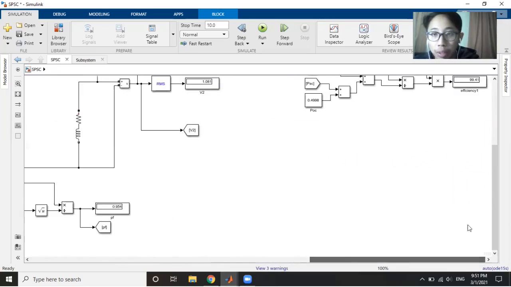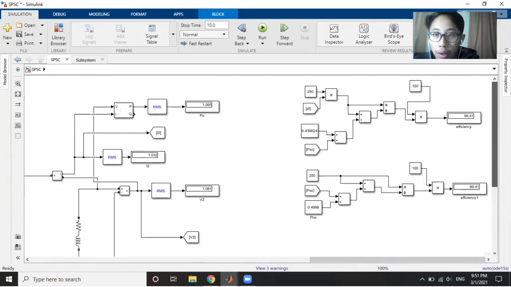Then by using the PF and 250, and this we get from the PSC, and this we get from the POC, we get the efficiency. Here we provided two methods, one using PF and another one that doesn't use PF, and we still get the same value, which is 99.41% efficiency.